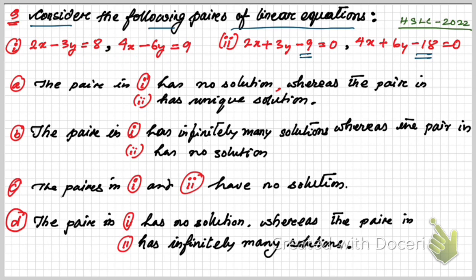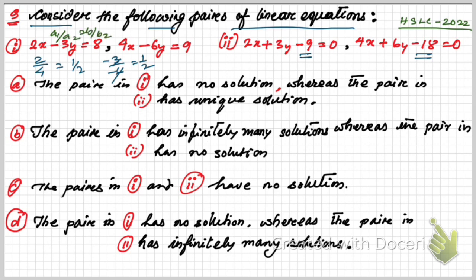Okay, so first let us find A1. This is A1, this is A2, right? A1 by A2 will be 2 by 4, that's going to be 1 by 2. Then let's find B1 by B2, minus 3 by minus 6. If you cancel, that's going to be again 1 by 2, right? So you can say A1 by A2 is equal to B1 by B2.